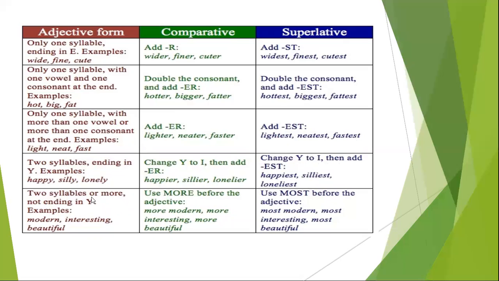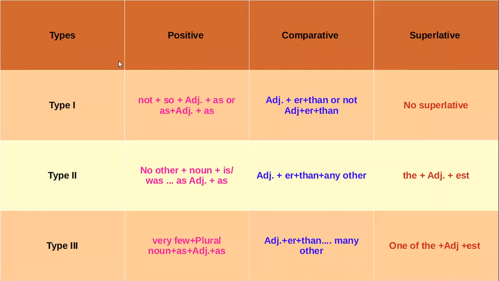Next one is two syllables or more not ending in Y. For example, modern, interesting, beautiful. In comparative, use more before the adjective, and in superlative, most before the adjective. That is more modern, more interesting, more beautiful. In superlative, most modern, most interesting, and most beautiful. So these are the rules, students. Read carefully.